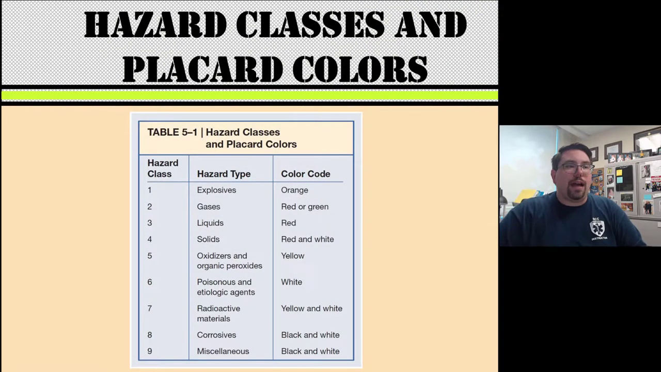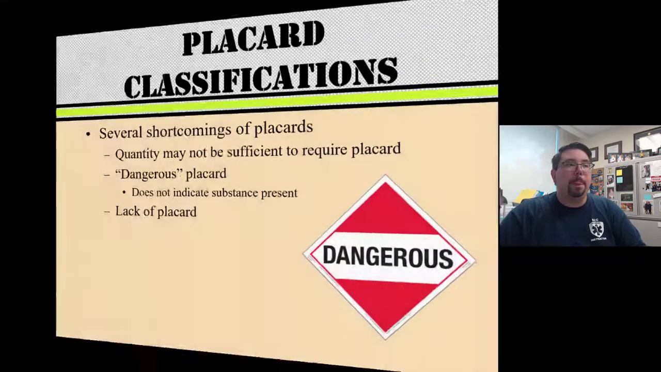Again, the hazard class that you may see on the placard is going to be accorded by a class, hazard type, and then color. You can take a look at these in your book on table 5.1.